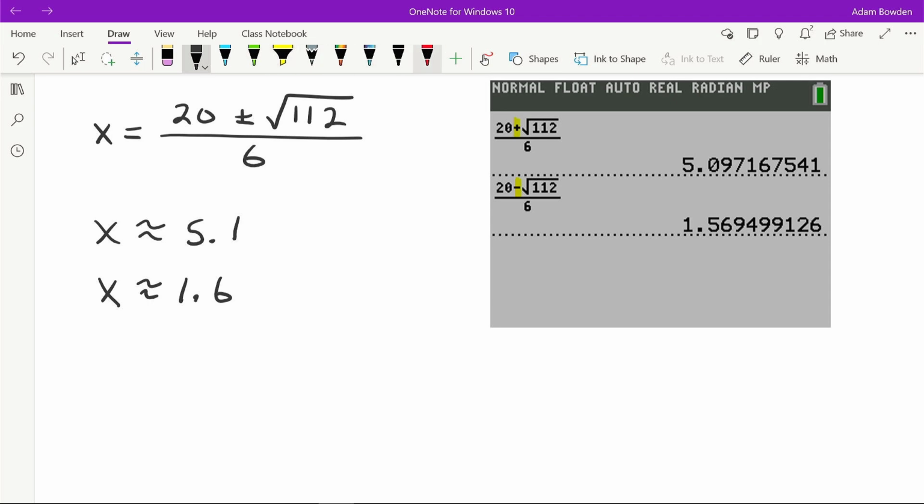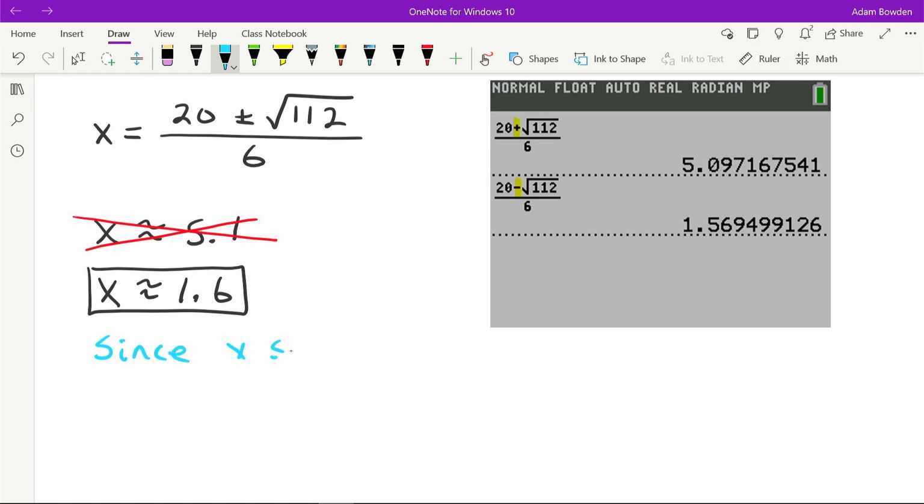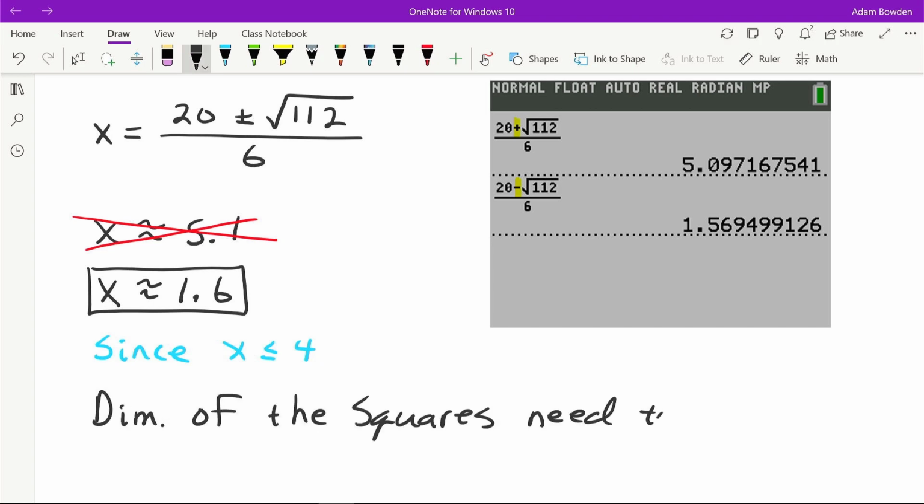Now, we're actually not going to be able to use the 5.1, but only the 1.6. And the reason why is up above, I mentioned that the X has to be less than or equal to 4. So it can't be greater than 4 for this to work. So that's going to tell us what we need to have here for the dimensions. The X is equal to 1.6, so the dimensions of the squares that we take out need to be 1.6 inches by 1.6 inches. That'll give us the biggest volume we can possibly have when we fold up the sides and make a box.